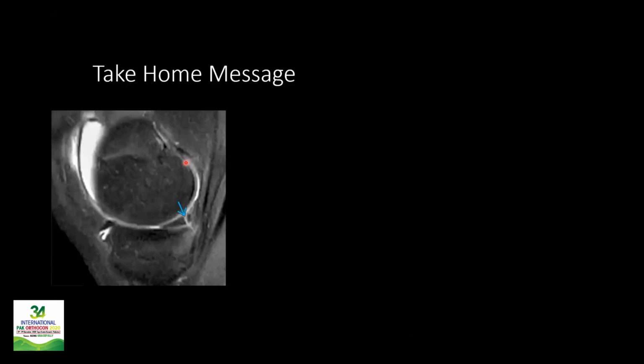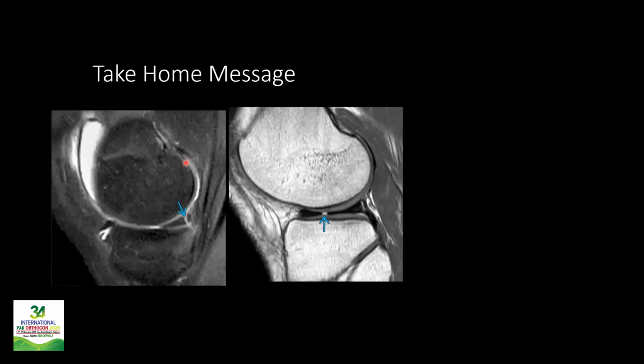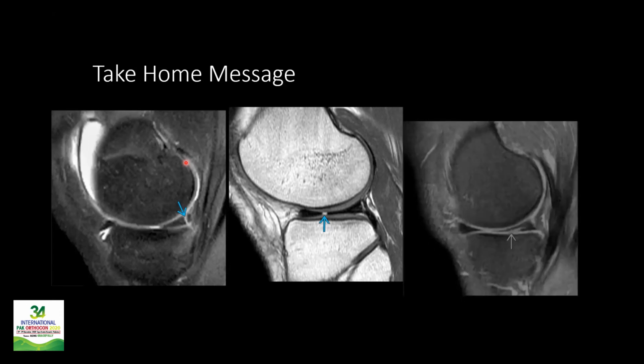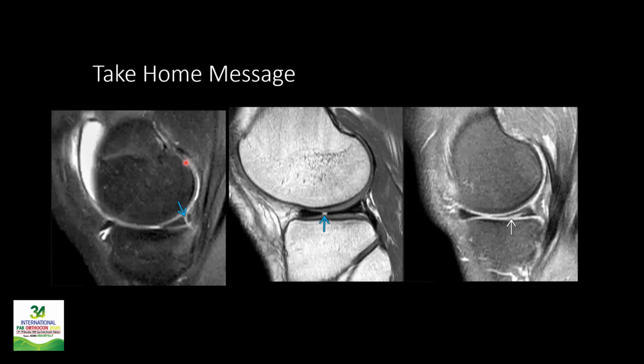And now the take-home message. I showed you 3 images at the start, so now you're going to help me decide which tear is this one. So what do you think? This is the vertical longitudinal tear. So which one is this? This is the radial tear. And this one is the horizontal longitudinal tear, or horizontal tear, you can simply say.